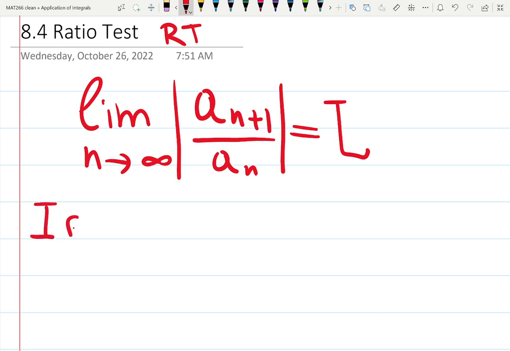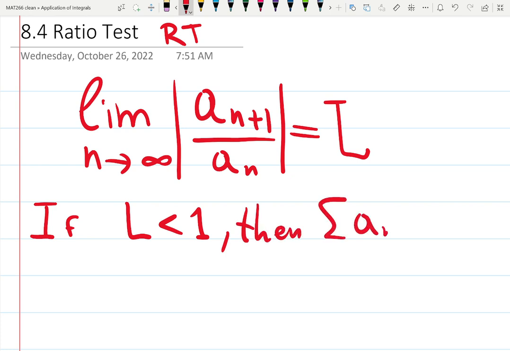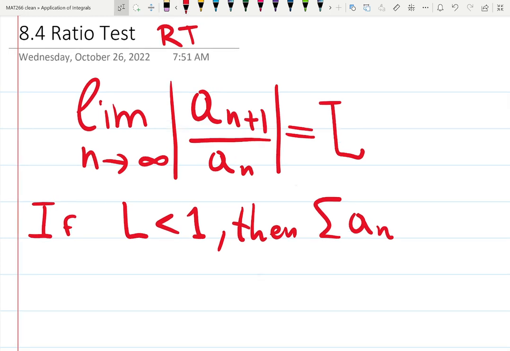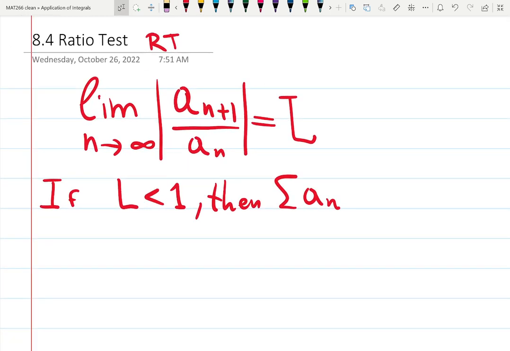The best one is if L is less than 1. If L is less than 1, it means every ratio gives us a fraction, right? So it will be like 1/3, 3/4, whatever is less than 1. If it's a fraction, then the series converges. Then the series a sub n, and I will not even write down from where to where, because in this case it's a theorem, we don't need details. Converges. And then I will put in parentheses "absolutely", and I will explain soon after 2 examples.